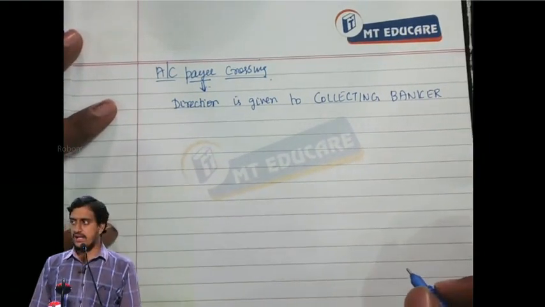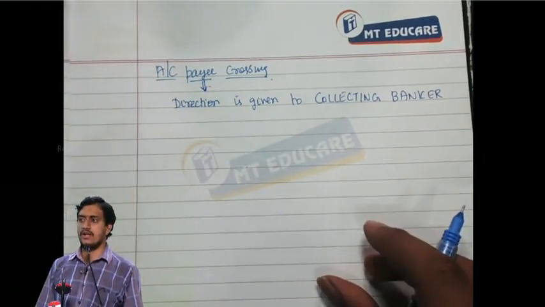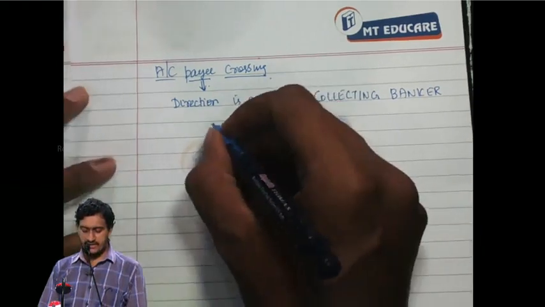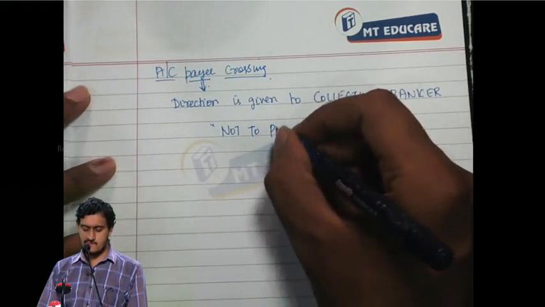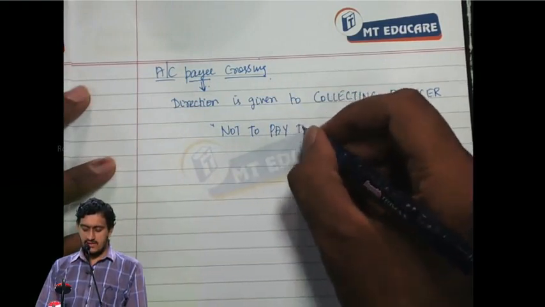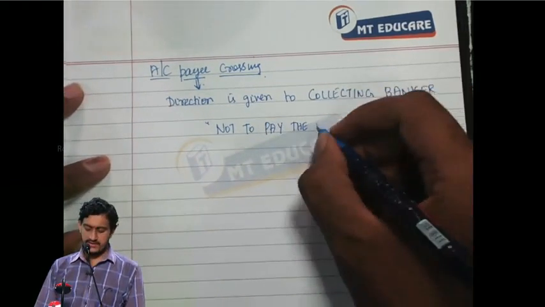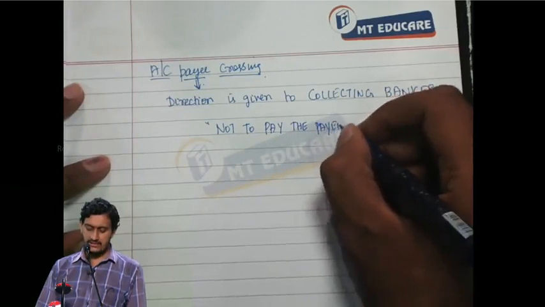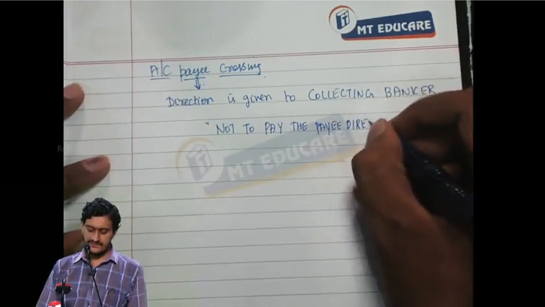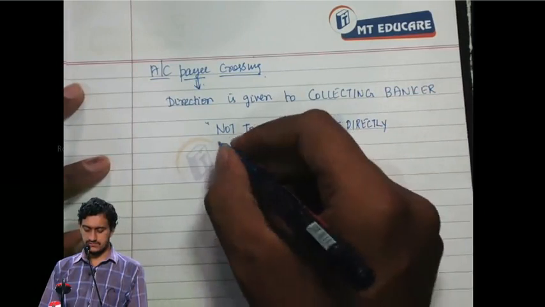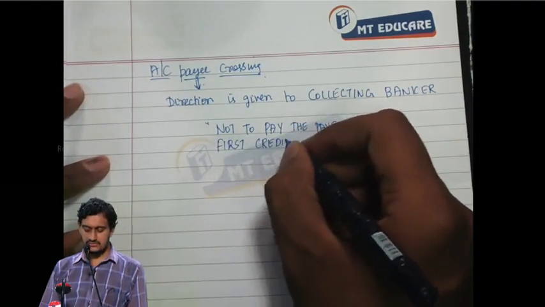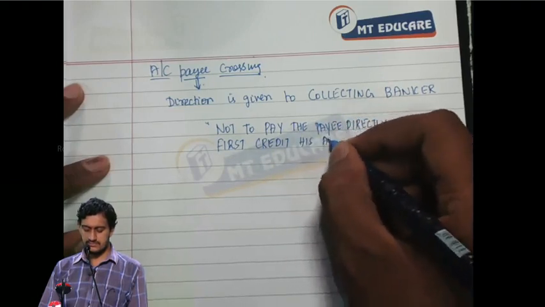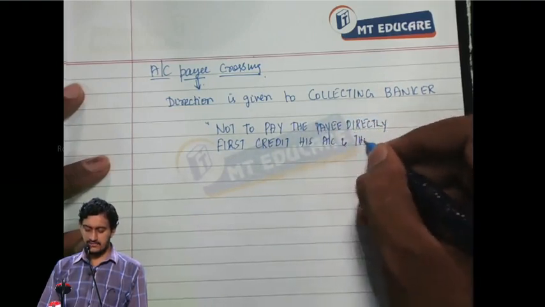What direction is given to the collecting banker? Not to pay the payee directly, first credit his account and then pay.